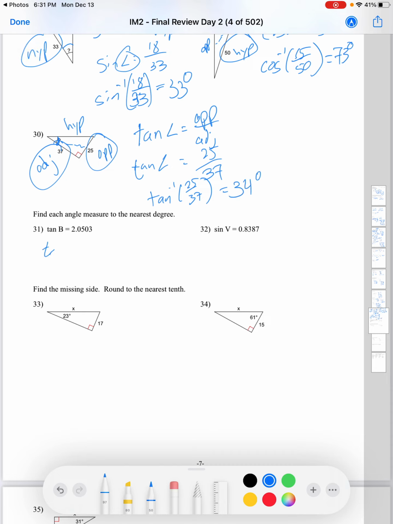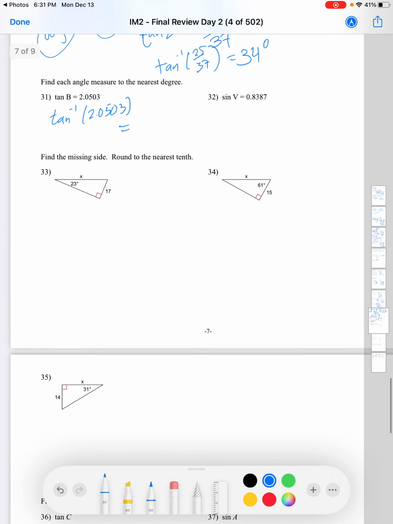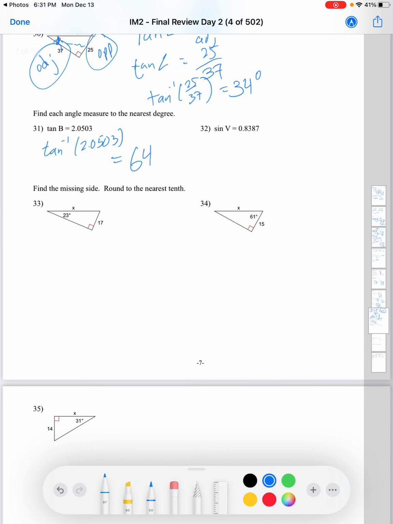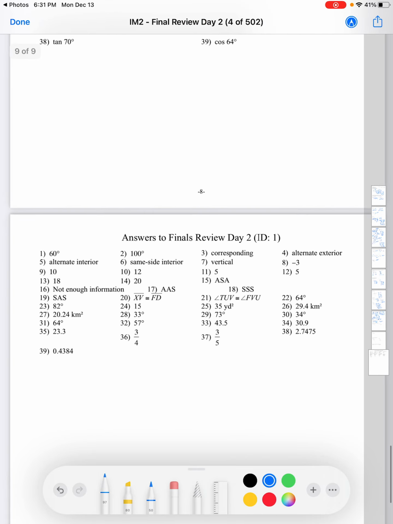Tan B, you're simply going to do tan inverse of 2.0503 equals 64. Same thing here. Inverse sine, since we're solving for an angle. 57.